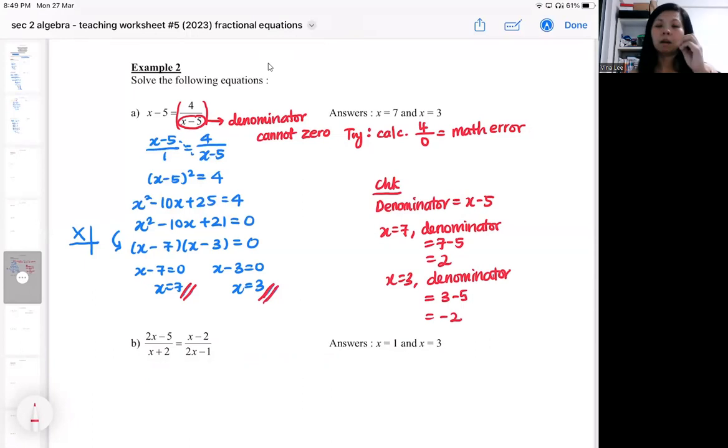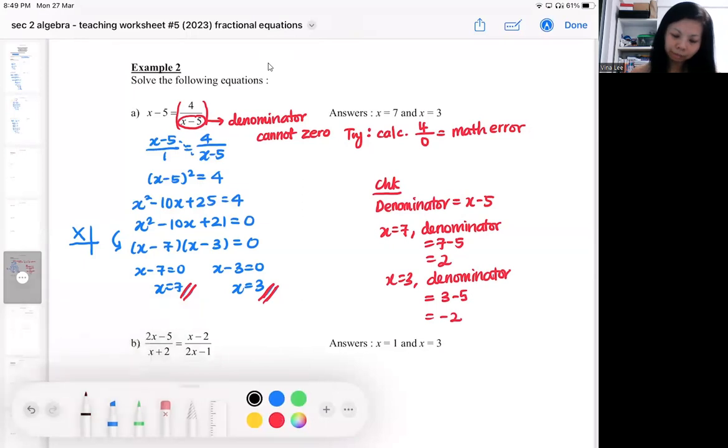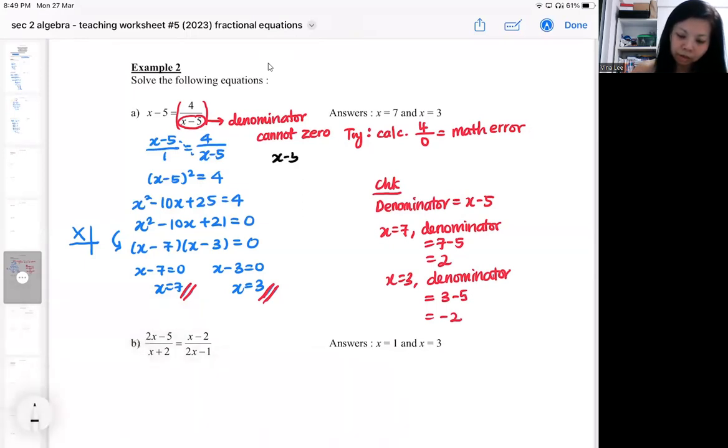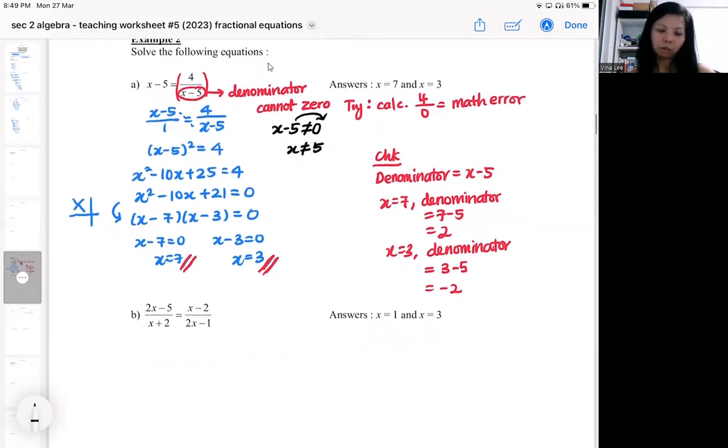So in a way, the denominator cannot be 0. For this question, x minus 5 cannot be 0, so x cannot be 5. You bring it over. So the not acceptable answer is 5. If you happen to have one answer to be 5, then you need to reject it. But in this case, 7 and 3 are both acceptable because they don't make the denominator 0. So that's how you check. I will try to illustrate more checking to show you.